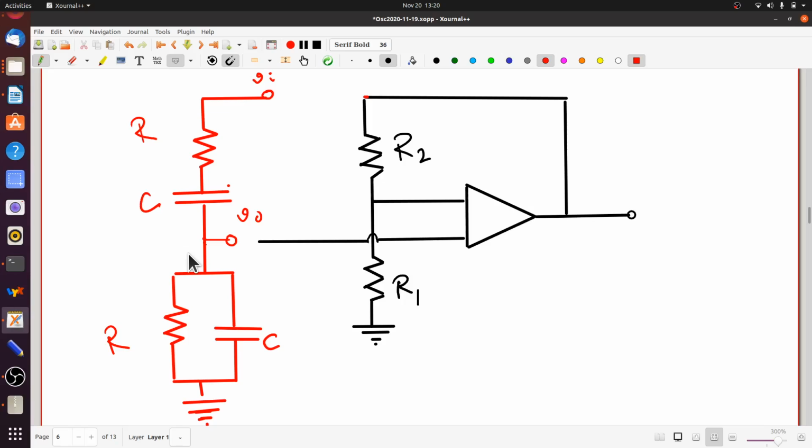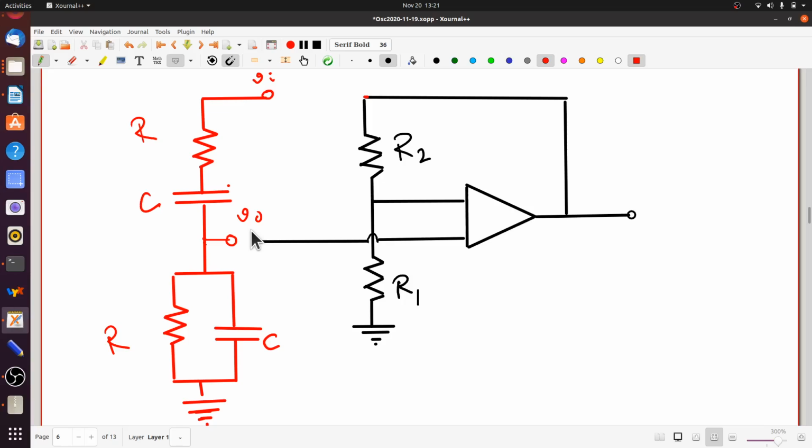When you go to very high frequencies, on the other hand, the capacitor will end up with a very small impedance. So the series combination will behave like R, the parallel will behave like C, and you will end up with an output which lags behind the input. Now what is important is somewhere in between, at some intermediate frequency, the output must be exactly in phase with the input, which is what we want. Why do we want that?